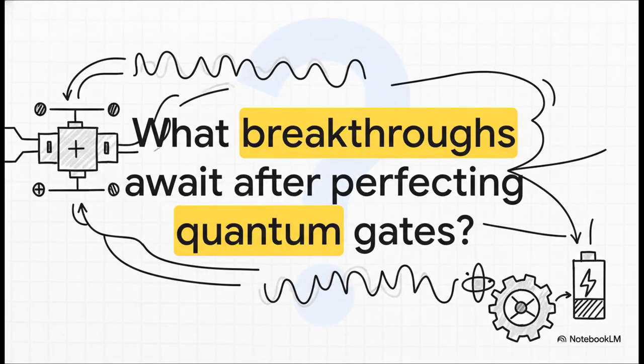So here's the big takeaway. That simple if-then logic of the controlled gate is the engine that creates entanglement. And entanglement is the fuel for the whole quantum revolution. Perfecting these tiny quantum switches is really the biggest challenge standing between us and a future we can barely even imagine. So it leads you to this final question. What breakthroughs, what new medicines, new materials, new forms of AI are just waiting on the other side once we perfect these amazing little gates?